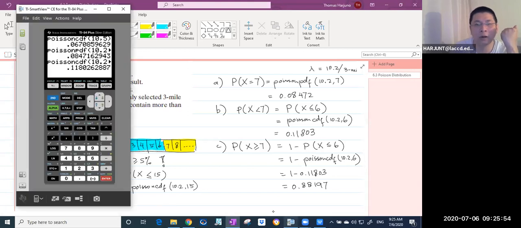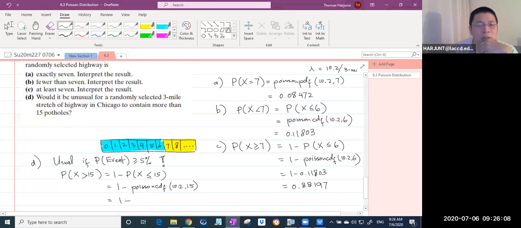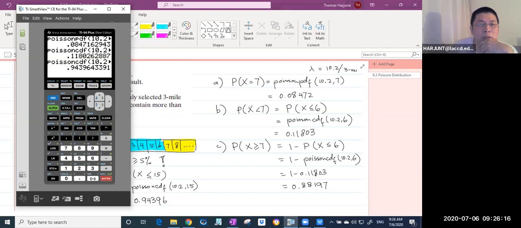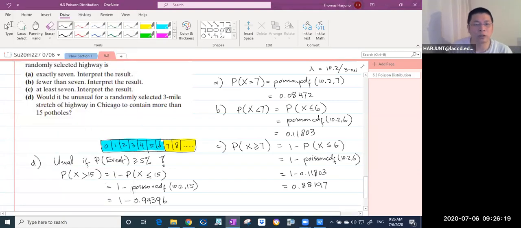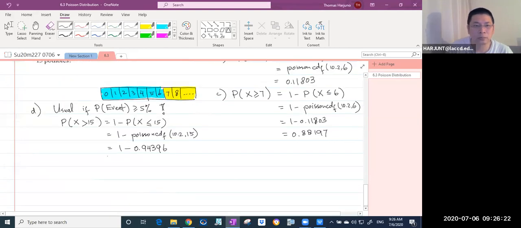Let's see the calculator. 0.94396. Now subtract that from 1, which gives me 0.05604. This is more than 5%, even though it's just a little bit more, so we will still say it's usual.